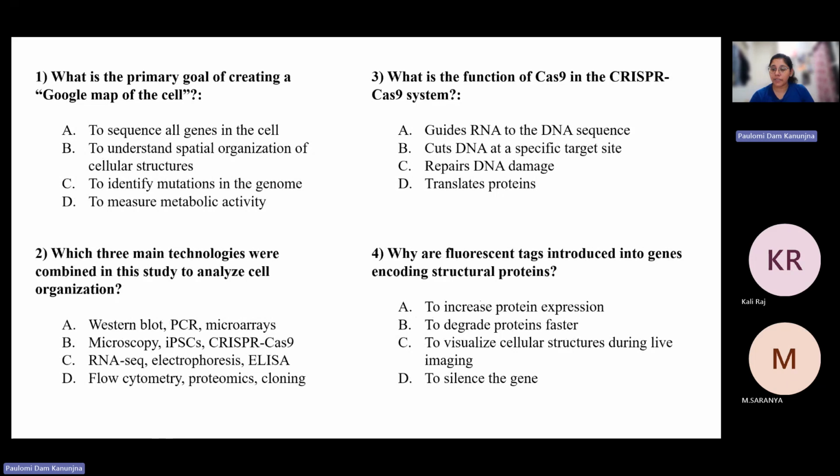So let's move to the next part, which is: what is the primary goal of creating a Google map of the cell? Which three main technologies were combined in this study to analyze cell organization, right? So this is the Allen Cell collection. What is Cas9 doing in CRISPR-Cas, and why are fluorescent tags introduced into genes encoding structural proteins?